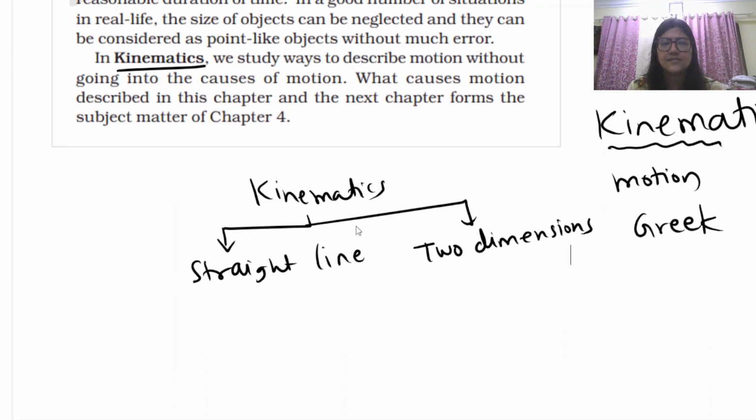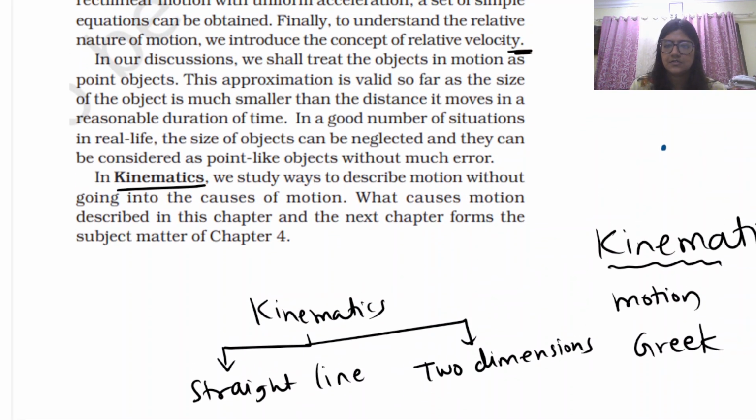I'm not sure if you can see this. Let me have a look if you can. If I keep it here, is it visible to you? Yes, it is visible. Good. Okay.